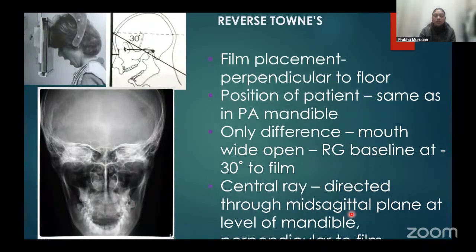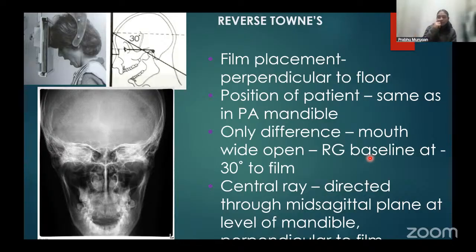Okay, so in this reverse Towns projection, you can see it is taken in an open mouth position with the patient facing the X-ray, and the X-ray is being positioned behind. The X-ray film is placed in front, the patient's forehead is touching the X-ray film, and the X-ray projection is from behind. The only difference between the normal X-ray and this reverse Towns is it is taken in an open mouth projection. The other X-rays are mostly taken in a closed mouth position.